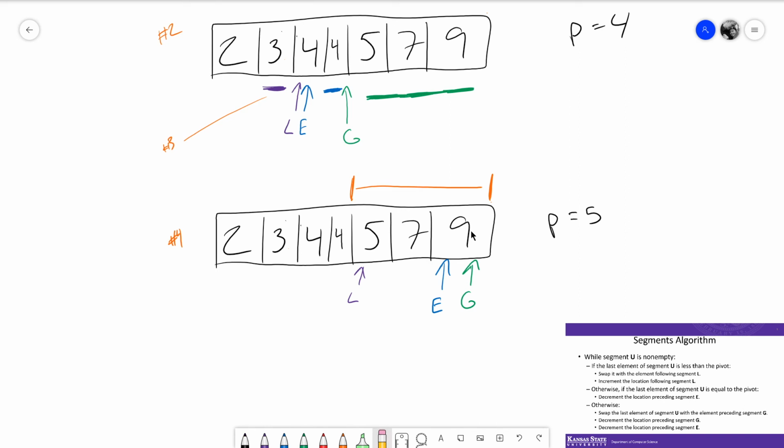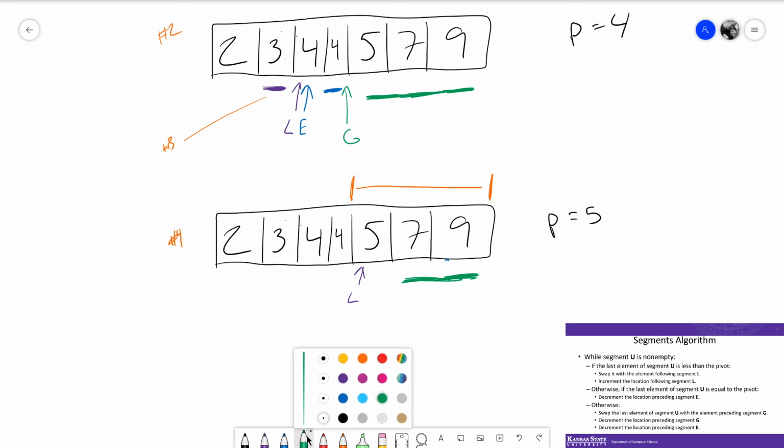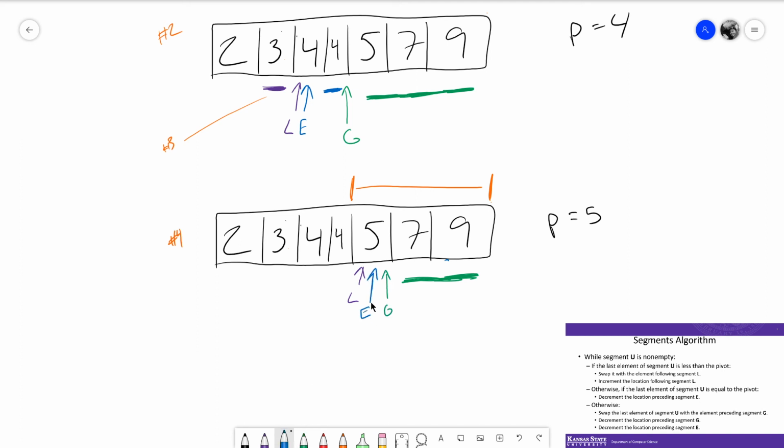And so we will see that 9 is greater than our pivot. So 9 is greater than our pivot. And also 7 is greater than our pivot. And so then G ends up here, and so does E. And so when L and E are equal, we know our loop is finished. And since we have no less than segment, we won't call on our less than segment since that doesn't exist really. 5 is in sorted order because that was our pivot point.